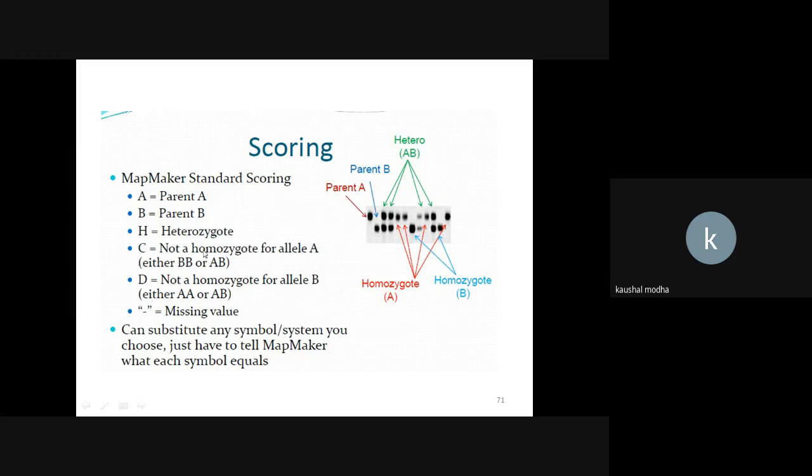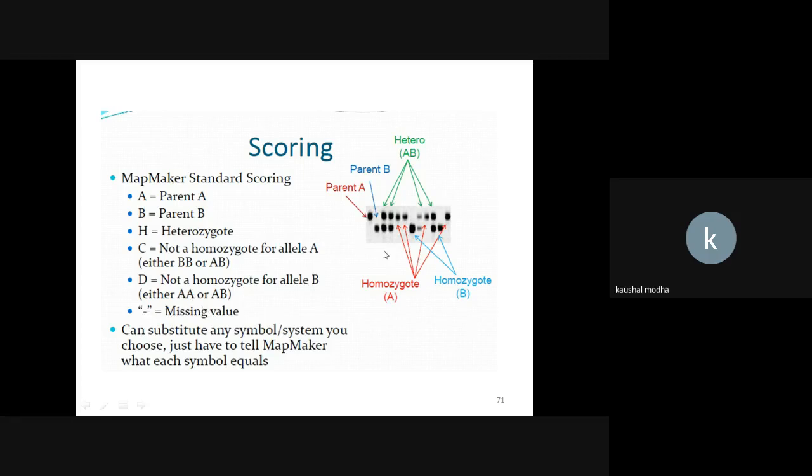C means the individual is not homozygous for AA. If the individual is not homozygous for A, the individual could be homozygous BB or heterozygous. Remember, here A and B are alleles of one marker locus. Likewise, we may have the category D, which is not homozygous for allele B. That means either it is heterozygous or homozygous A, where there is no homozygous B present. And dash indicates missing value.